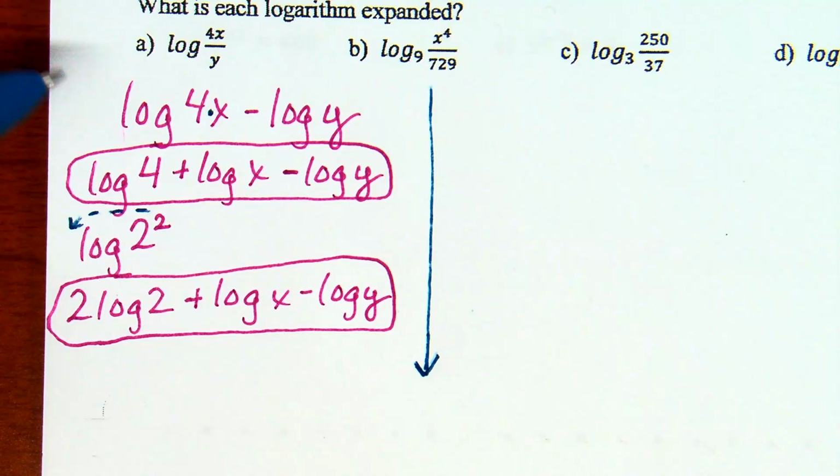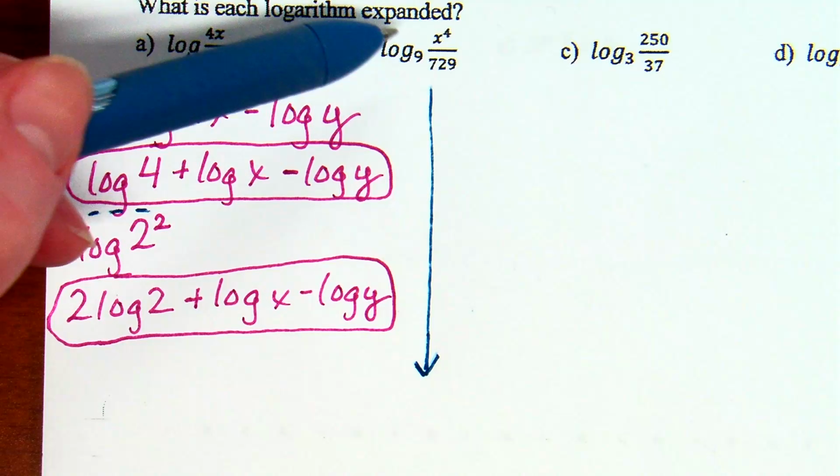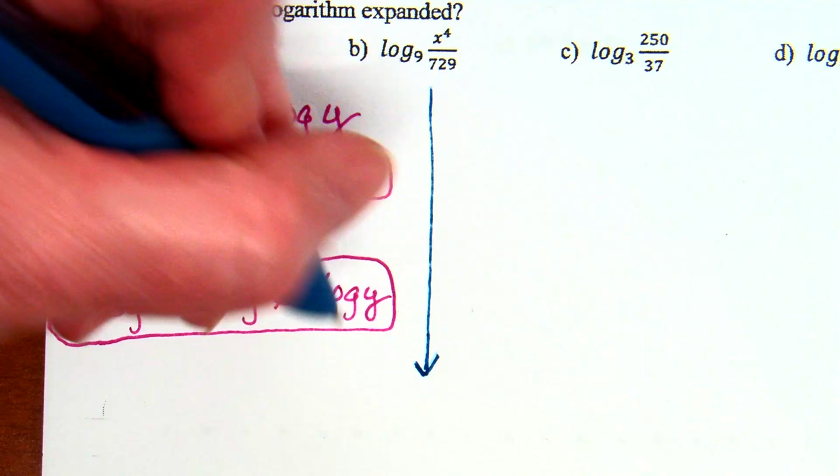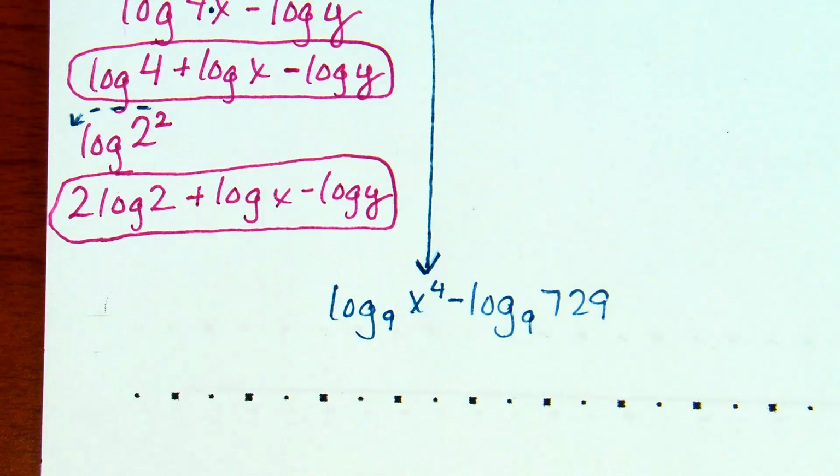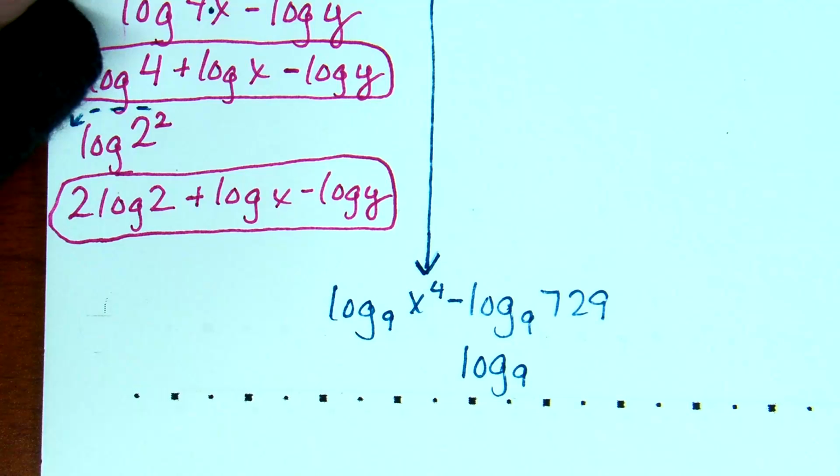Now, what do you see? Division means I can rewrite this as log base 9 of x to the 4th minus log base 9 of 729. Division inside a log can be rewritten as 2 logs being subtracted. And 729, it's on that gold paper. Log base 9 of 729.